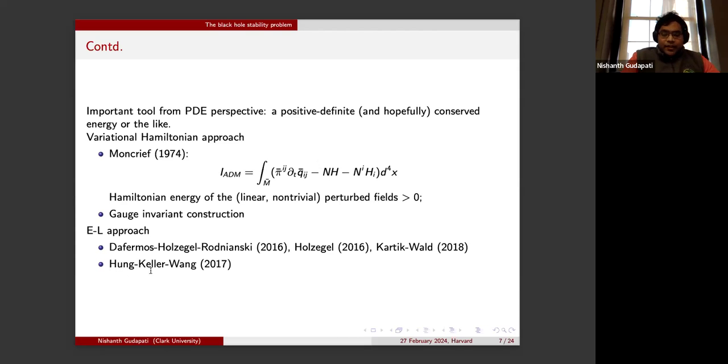And perturbations of Schwarzschild using metric coefficients was obtained by Hung, Keller, and Wang. But that is for the metric coefficient, perturbation of the metric coefficient, as far as I understand.